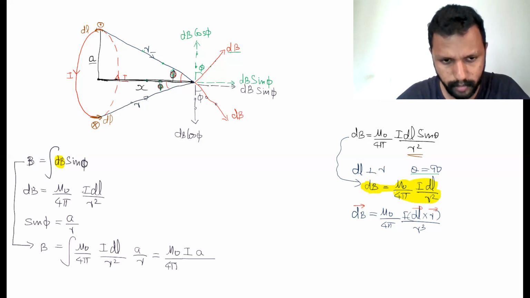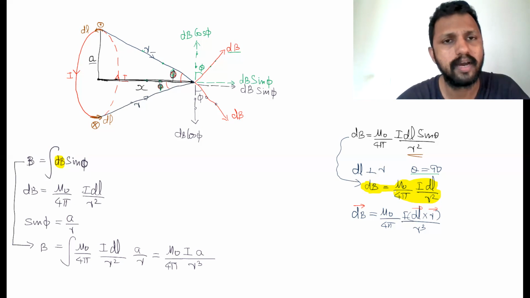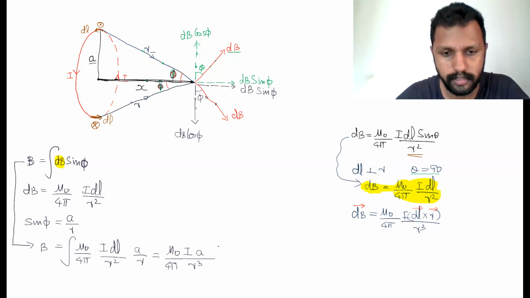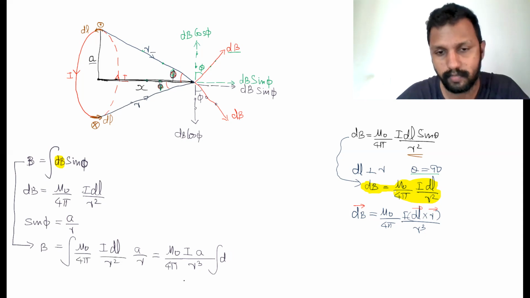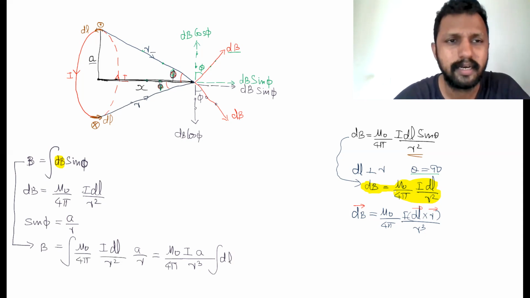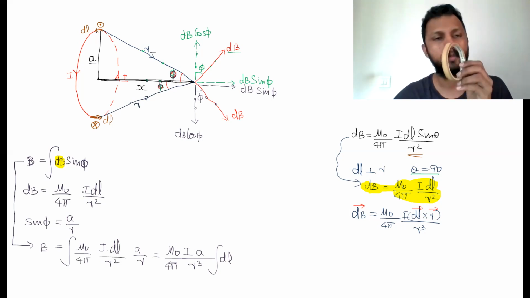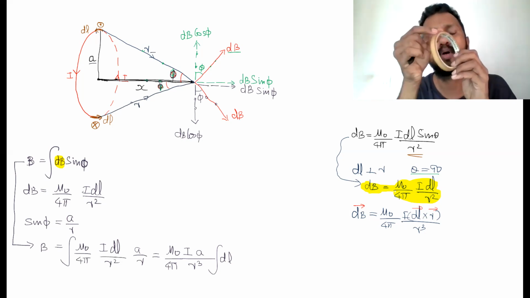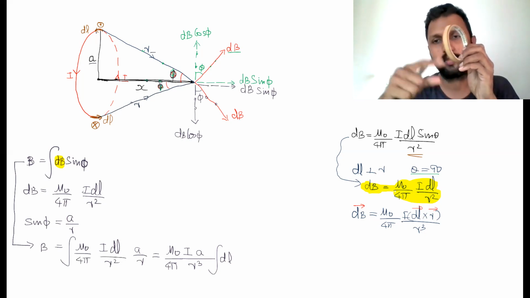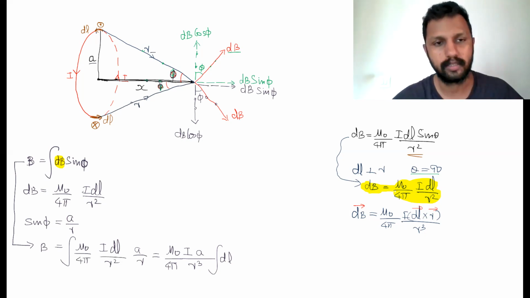Divided by r square into r, that is r cube. The r value is also numerically a constant, therefore it's taken out. The only thing remaining inside the integration is integral of dl. What is dl? dl is the small length of the loop. Therefore, integral of dl will be the total length of the loop.